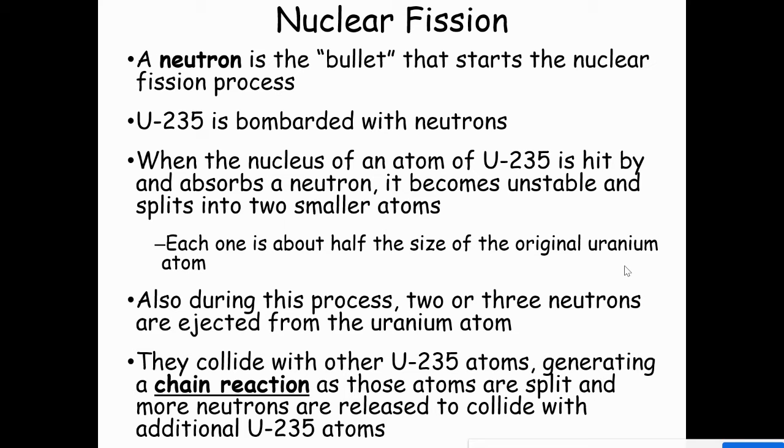So then those neutrons that were released, they're going to go and hit more uranium. And then that uranium is going to split. So it's going to split into daughter atoms, plus it's also going to release some more neutrons. And so this process just keeps going on and on. And that's why we call it a chain reaction.